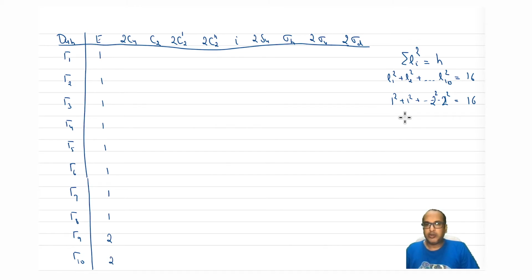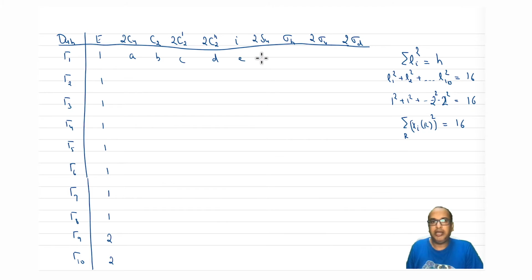Now I also know that the summation over all R of chi i(R) squared is also equal to h, which is 16. So for any given representation, if I take the sum of squares of the characters under different symmetry operations, I should get 16, right? And this would also be multiplied with the class sizes. So let's say this is A, B, C, D, E, F, G, H, I. Okay, let's go to the next page.